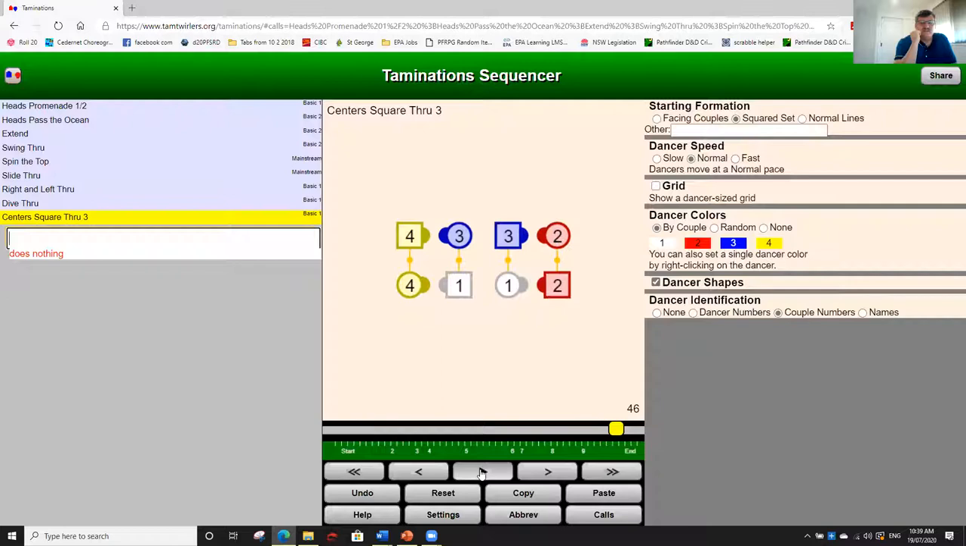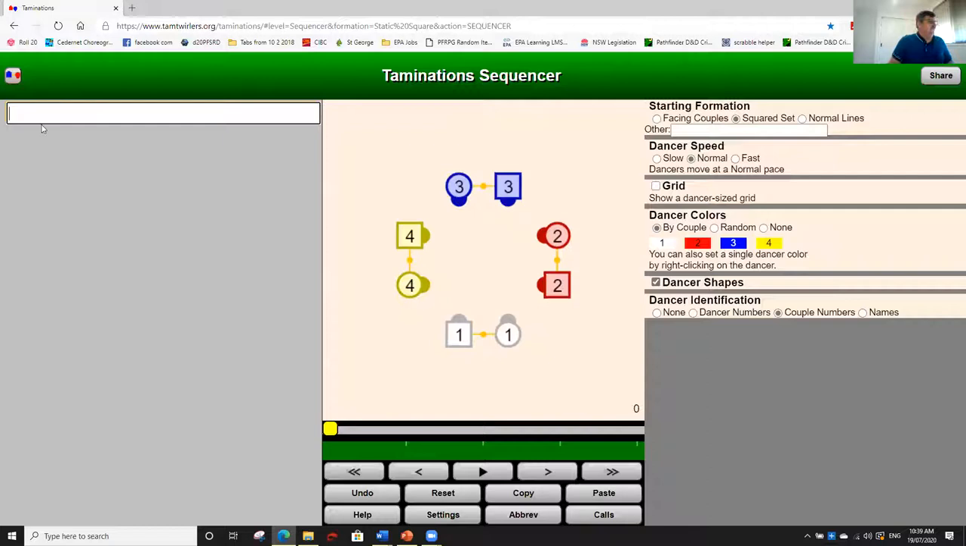So let's have a look at this and what we want to do, because this is all boxes. Let's do this same figure, but we're going to introduce a couple of line things in it. Okay, so we'll reset that and we'll go promenade half.